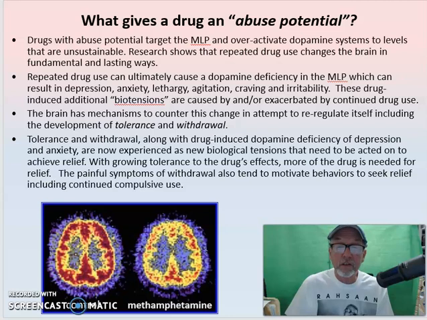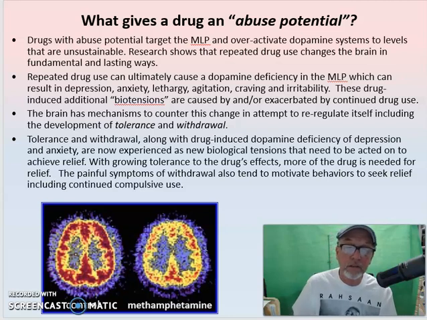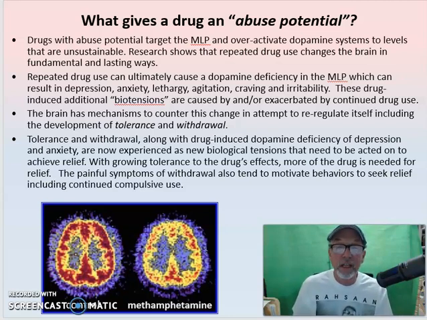So what gives the drug an abuse potential? Drugs with abuse potential target the MLP, the reward system, and overactivate the dopamine system to levels that are unsustainable. Research shows that repeated drug use changes the brain in fundamental and lasting ways. Most drugs don't have abuse potential. The Physicians' Desk Reference has thousands of different medications and drugs, but really only about 25 or so have what we call an abuse potential. And so what gives a drug abuse potential? Well, it's got to target and activate dopamine systems in the MLP. Most drugs don't do that.